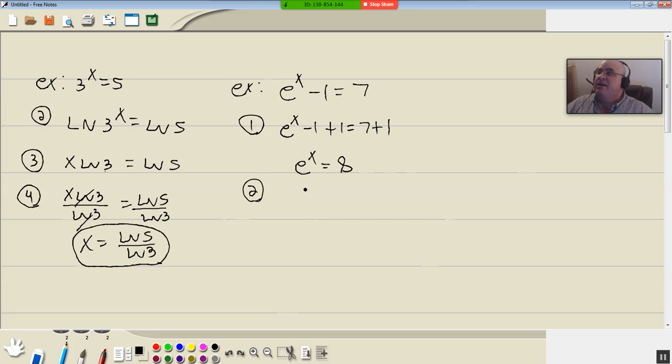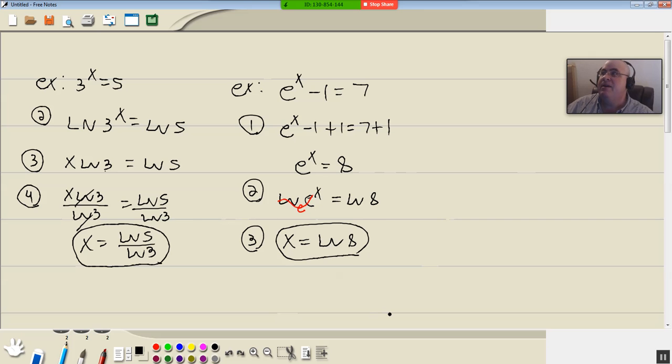And then step 2. Take natural log of both sides. So we'll have natural log of e to the x is equal to natural log of 8. Now over here, remember natural log has a base of e. And since those e's match, the ln and the e is going to cancel. This is step 3. And the exponent drops down out of the exponent. And actually at that point, we've got it solved. That always happens. Natural log and e will always cancel each other away.